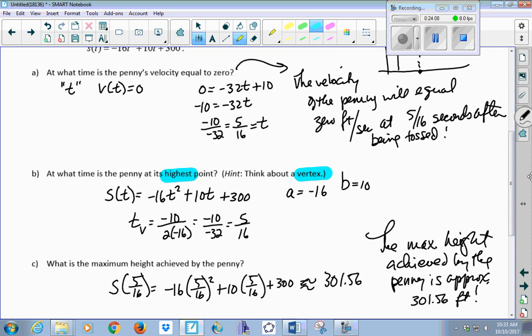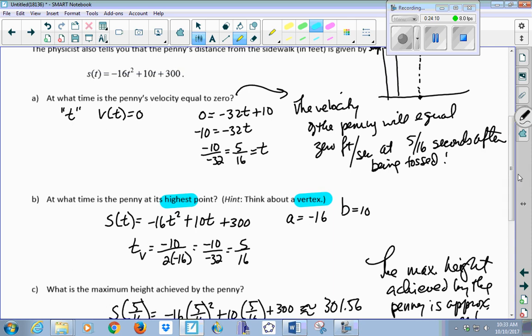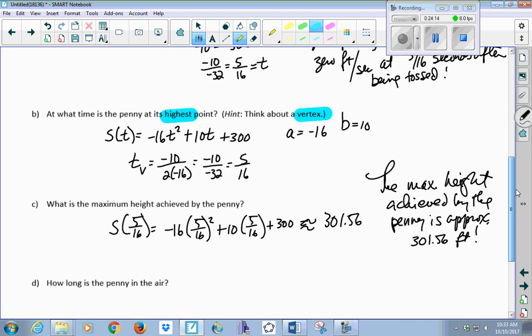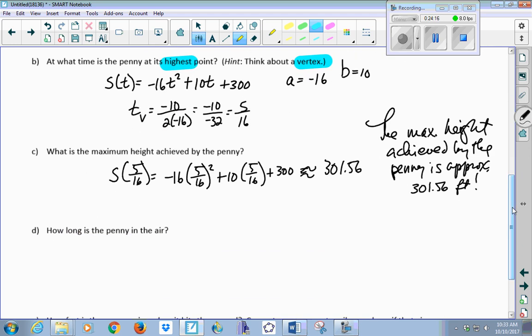All right. So that's how you use these 2 different functions. One answers velocity, one answers height.